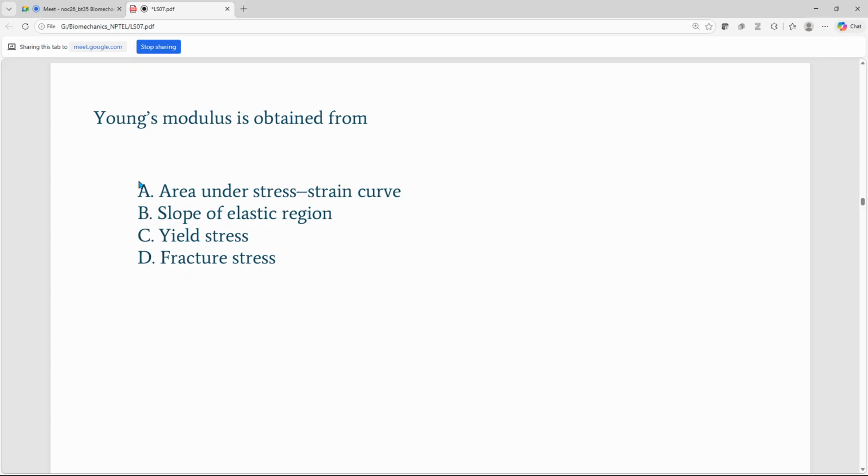Next question. Young's modulus is obtained from. Options are option A area under stress strain curve, option B slope of elastic region, option C yield stress, option D fracture stress. So from where can we find Young's modulus or elastic modulus?